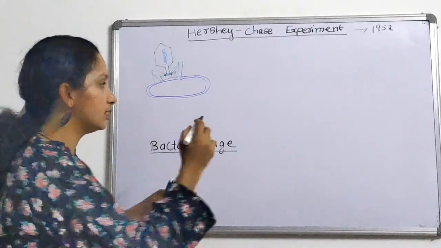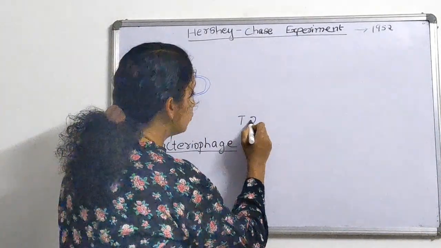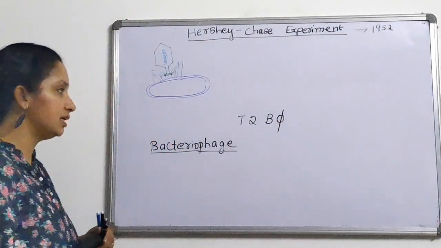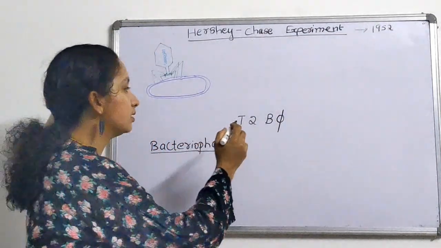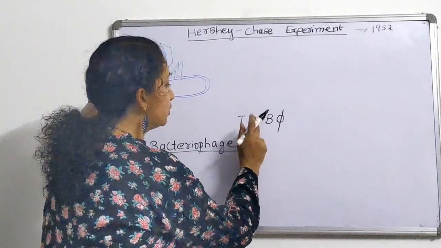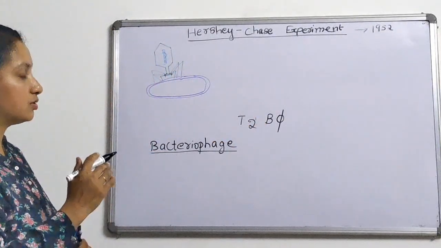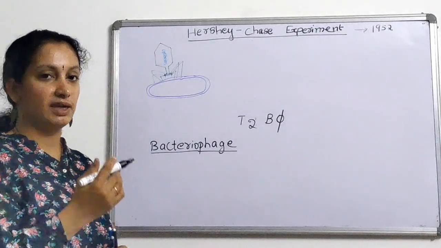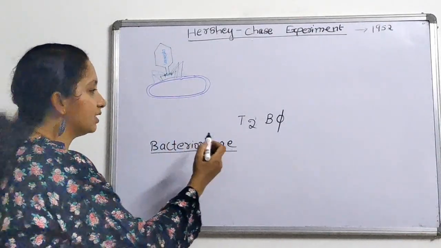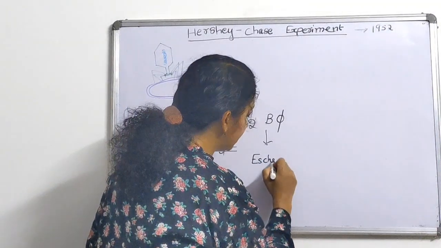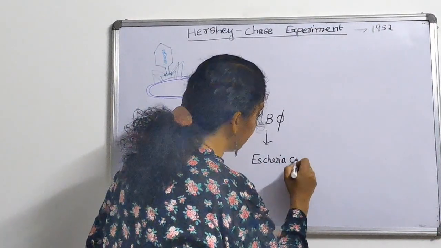So he selected T2 bacteriophage for this experiment. So the name of the virus is T2, where the 2 can be written as subscript. T2 bacteriophage virus is infecting Escherichia coli bacterium.